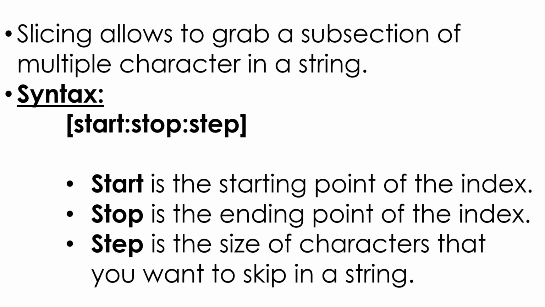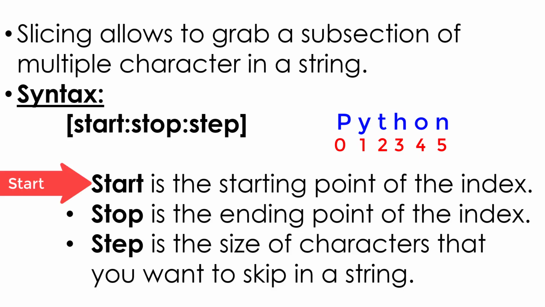In Python, we have a concept of slicing. Basically what it allows us to do is grab a subsection of multiple characters in a string. For example, if I have Python here, and if I want to grab T and H, I will just give the start position and I want to specify the stop position. The stop position is the ending point of the index. It will not include this index, but it is the stop position for the previous index number. I will show you in a while.